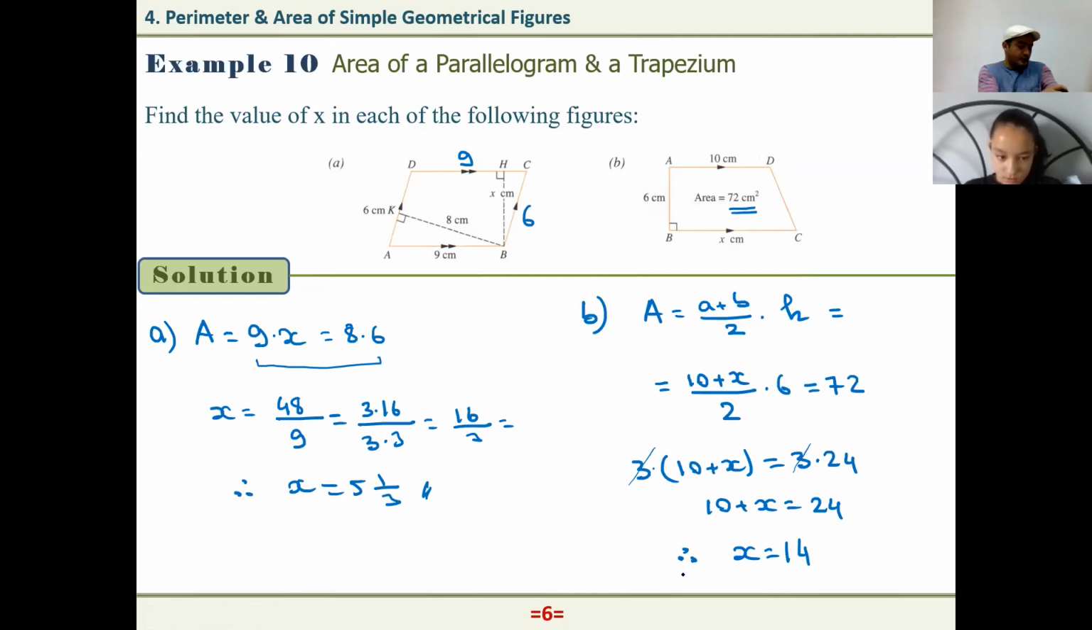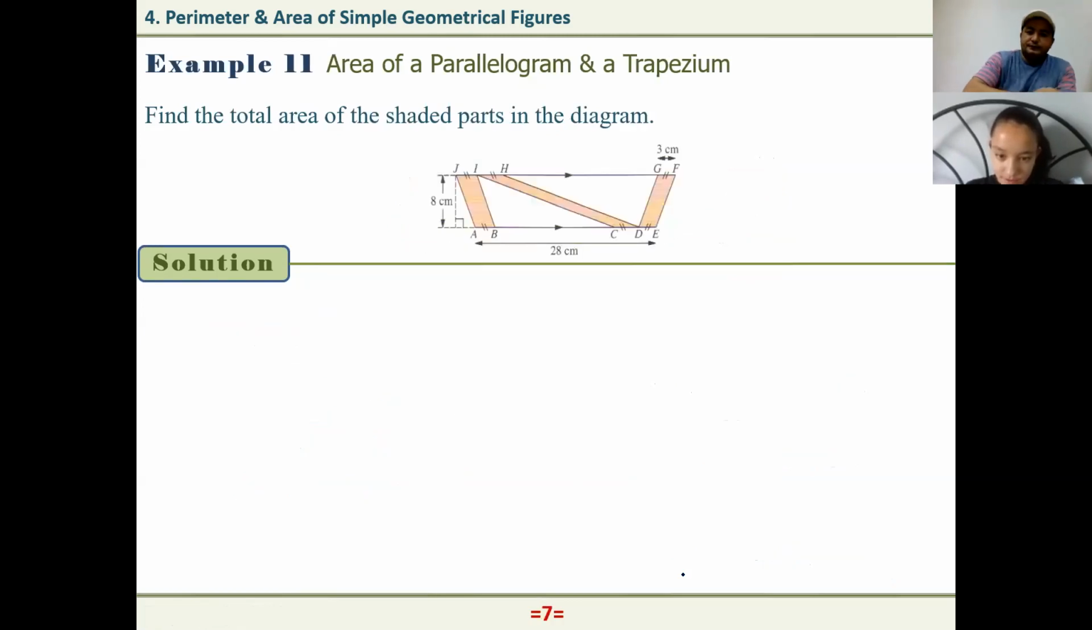Okay, Shahina. All right. Can you solve this problem? Read the question. I'm not quite sure, but I don't know. Let me see.